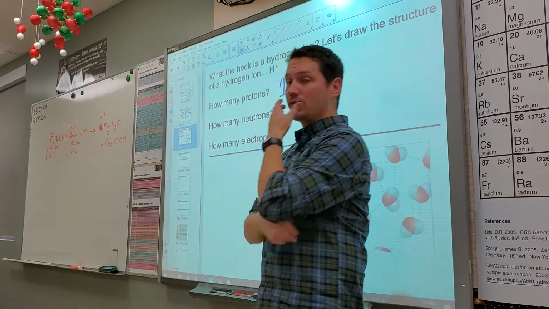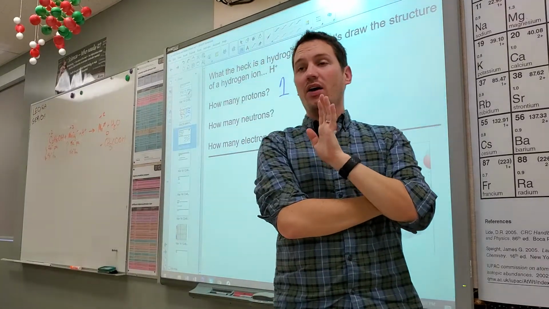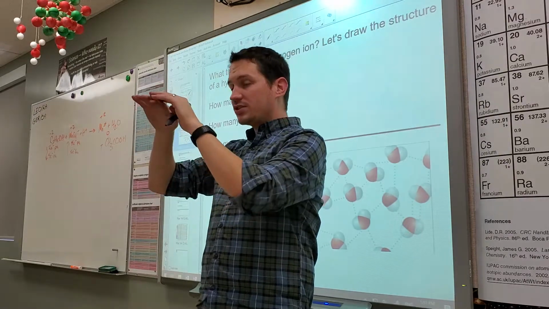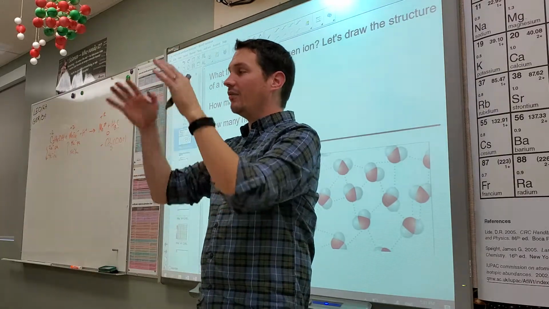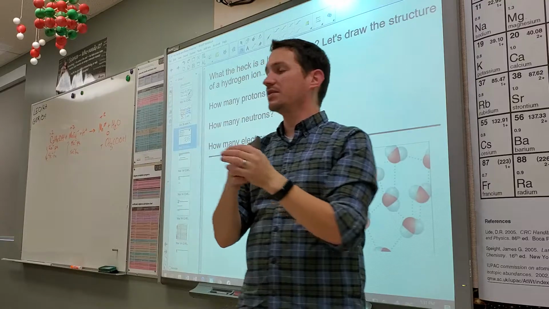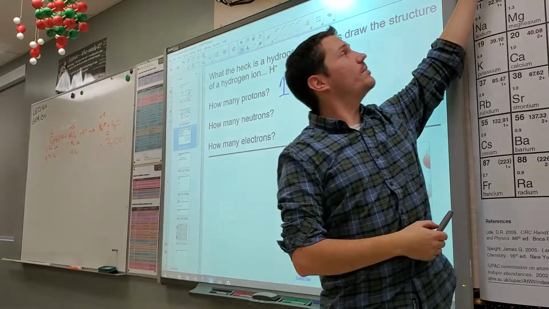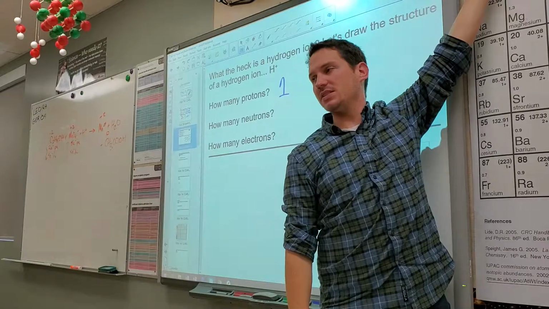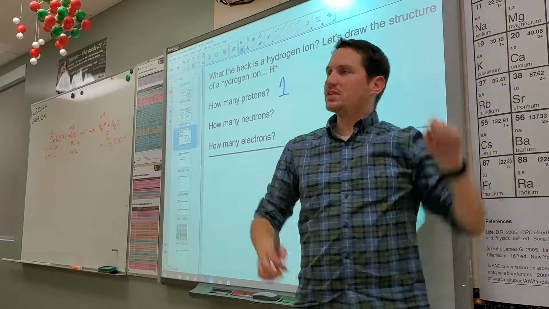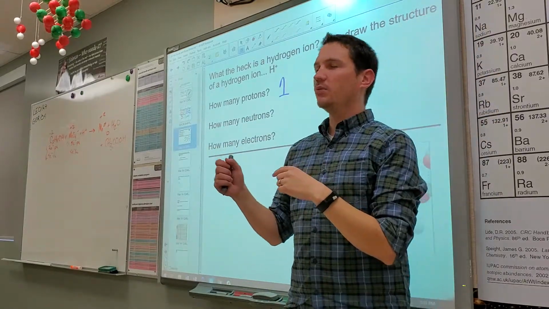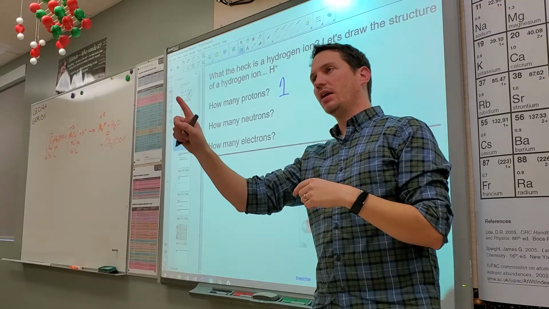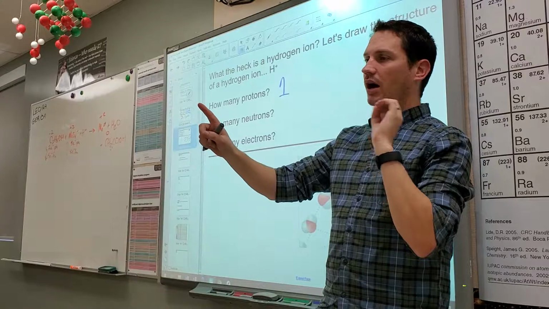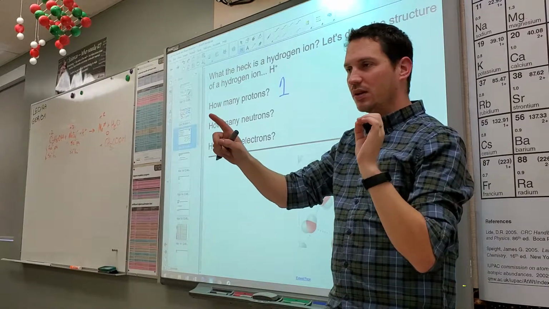How many neutrons does a hydrogen ion have? Keep in mind, its mass refers to the total sum of all of the protons and neutrons in it. So if it has a mass of, we're going to call it 1, right? Most of them have a mass of 1. So if it's got a mass of 1, and we know it has 1 proton, how many neutrons can it have? None.